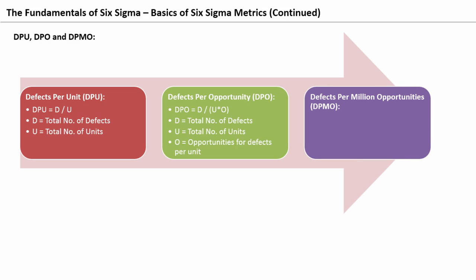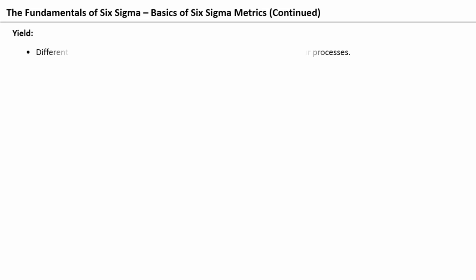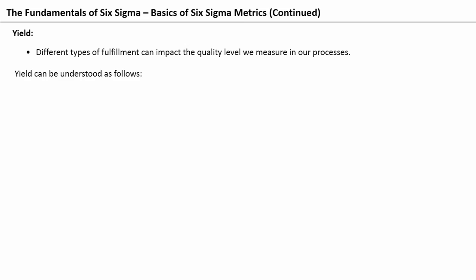Defects per million opportunities, or DPMO. DPMO equals 1 million times DPO, equals 1 million times D divided by U times O. Yield. Different types of fulfillment can impact the quality level we measure in our processes. Yield can be understood as follows.